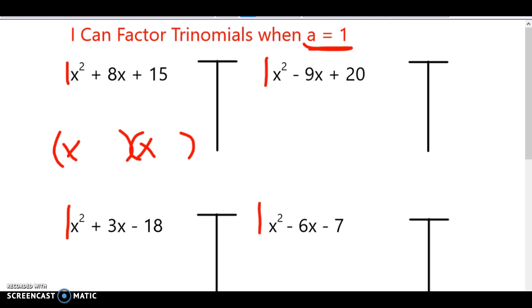So basic process. Every time I look at a problem like this, when a equals 1, what basically happens is I try to multiply to get this number, and so that's a times sign, and I add to get this number. And that works when a equals 1 because we're just multiplying by 1.